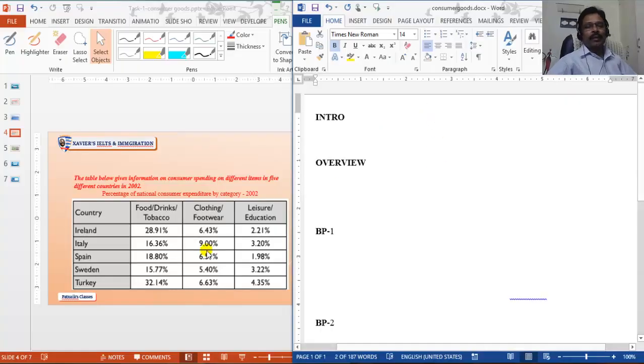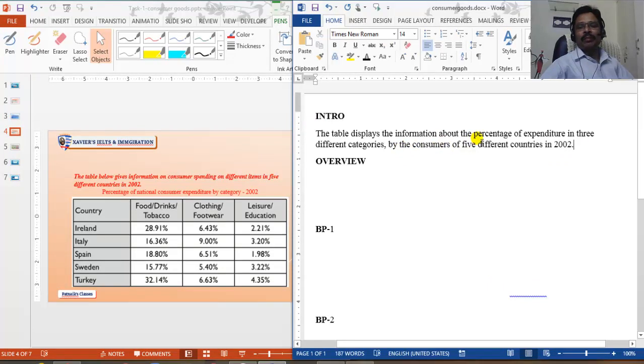The intro, what it says, we have to cover the heading part, the categories and the countries, right? So I have already written the intro part and I am displaying it. The table displays the information about the percentage of expenditure in three different categories by the consumers of 5 different countries in 2002. See, now we'll see whether I have covered almost all the main items for the intro or not, right?